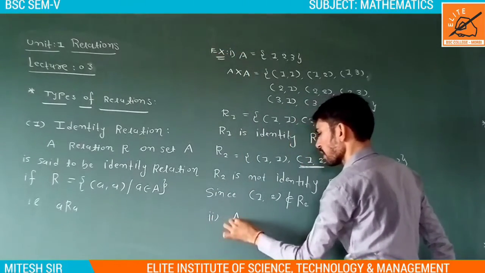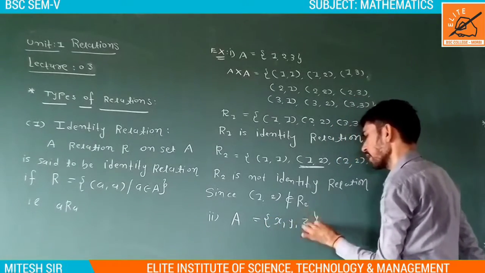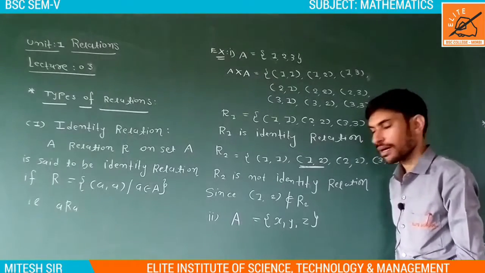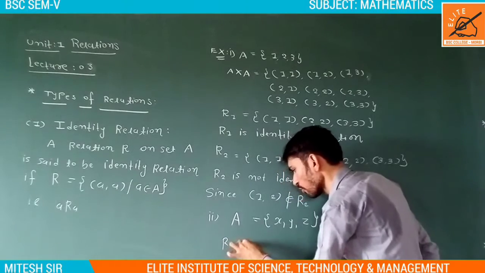Now we consider the set A is equal to x, y, z, and we define the Cartesian product on set A itself. Then write the identity relation for this set A. So now we write the relation R is equal to.